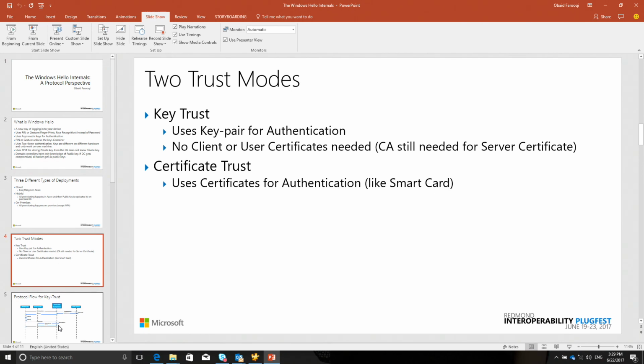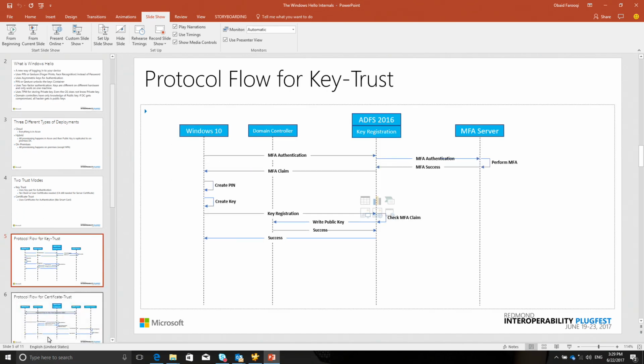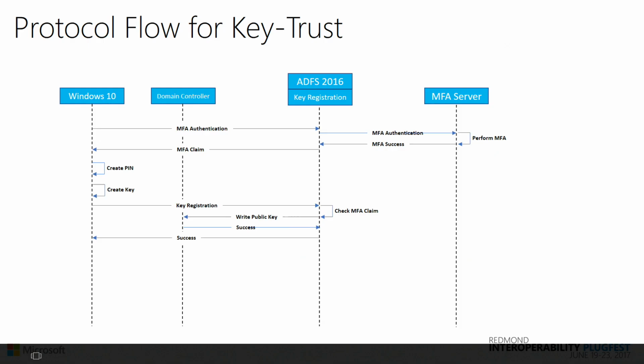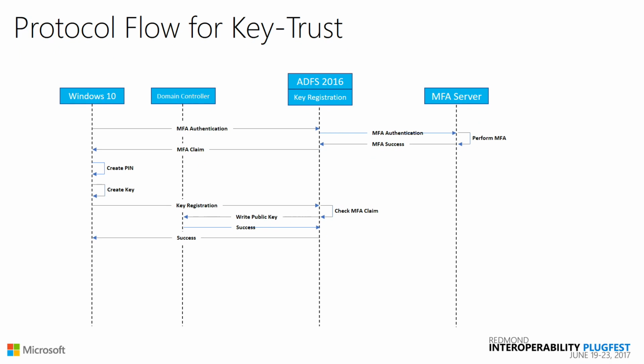Okay, so far we have been talking about what Windows Hello is and how it is done. Let's look at the protocol flow here. The key trust protocol happens regardless of whether you want key trust or certificate trust, because you need to generate the key pair even when you want a certificate. Okay, can anybody read what is written on the slide, or should I zoom in even further?